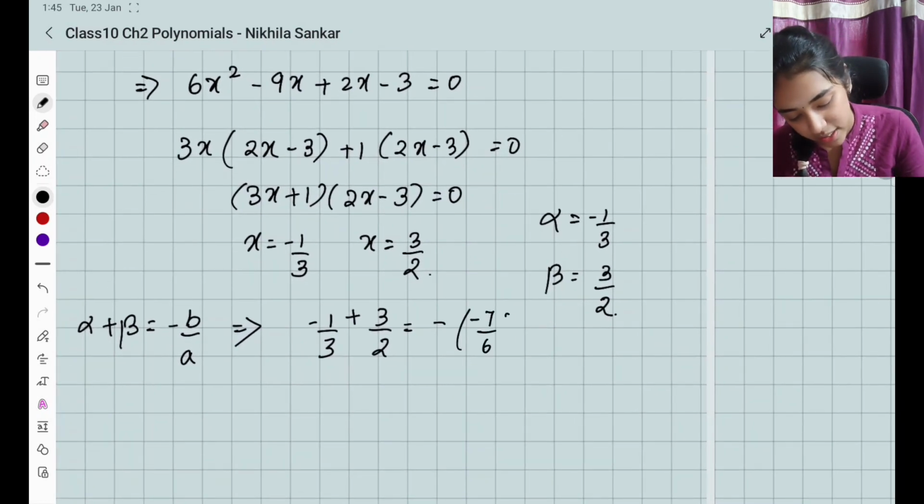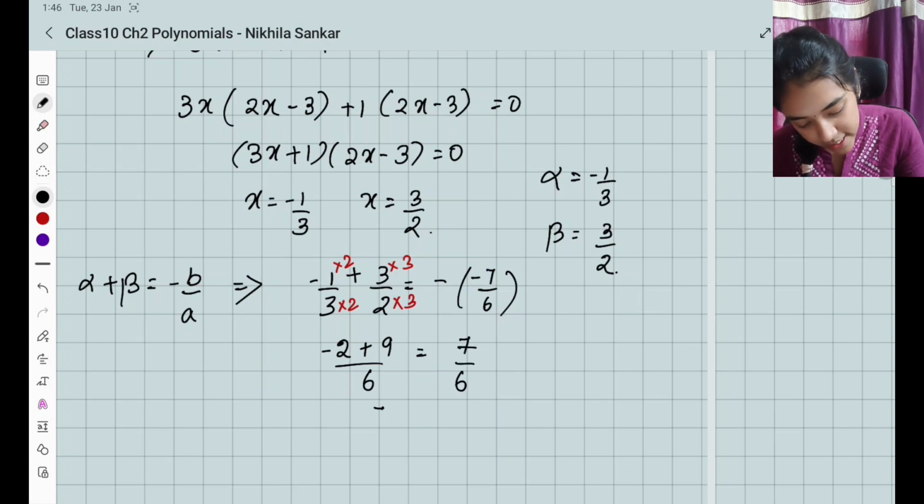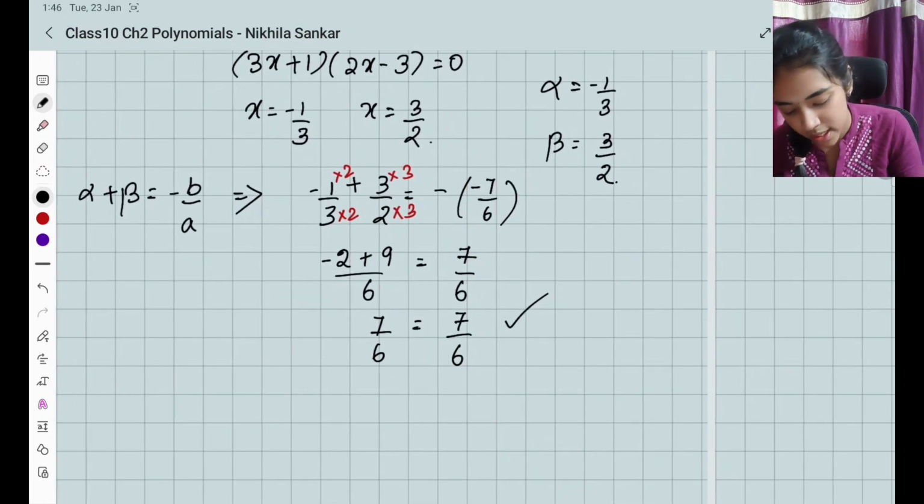So minus 7 divided by 6. When I take the LCM, I can multiply this by 2 and this by 3. So this is going to be minus 2 plus 9 divided by 6 equals 7 by 6. So 7 by 6 equals 7 divided by 6. So hence verified. Okay, இப்போ product.